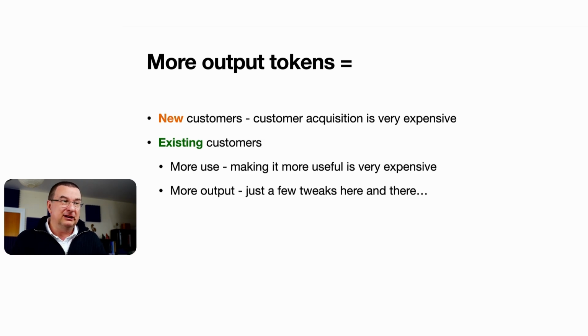But the alternative is just pump out more output. You don't need to convince anyone. You don't need to build anything. You can just churn out more tokens, and it's not very difficult. You can make small changes to the way you do the post-training. You can make changes to the system prompt, and voila, the LLM will output a lot more tokens.